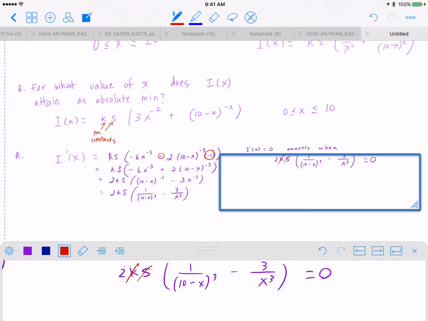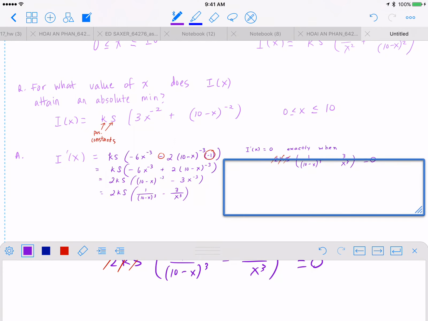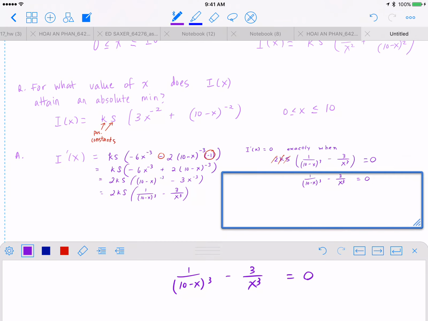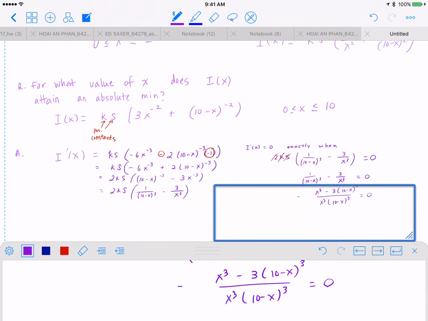But because k and s and 2 are positive constants, we may as well divide both sides of the equation by those constants, and it's the same thing as when 1 over 10 minus x cubed minus 3 over x cubed is equal to 0. Now to solve this, we need to find a common denominator. So we'll have x cubed minus 3 times 10 minus x quantity cubed divided by x cubed times 10 minus x quantity cubed equals 0. But we can actually simplify the numerator. Okay, let me see. What is 10 minus x cubed?